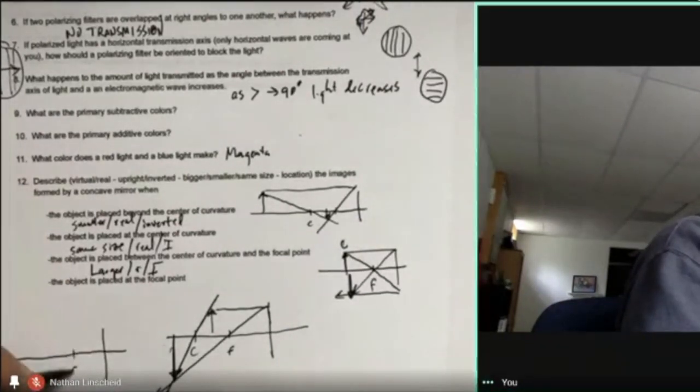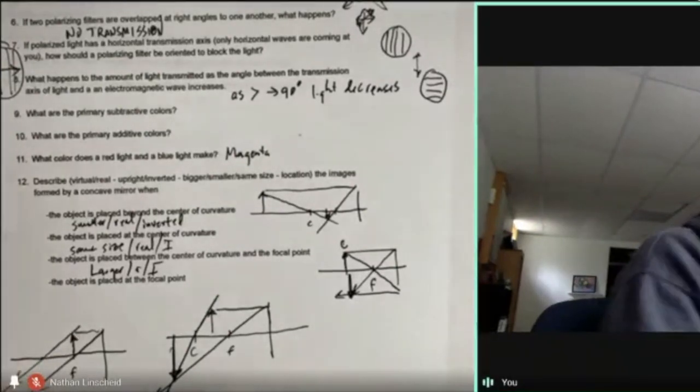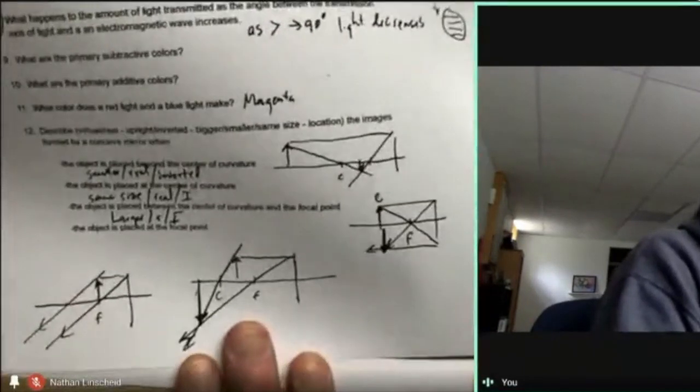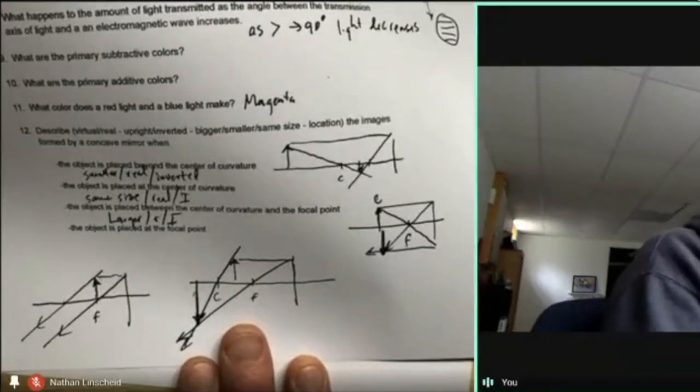If I place it at the focal point, so here's my focal point, here's my object. This is going to go like that. Center of curvature is here. They connect. I've got parallel lines. You know the joke about parallel lines? They have so much in common, but it's a shame they'll never meet. Yeah, there is no image.